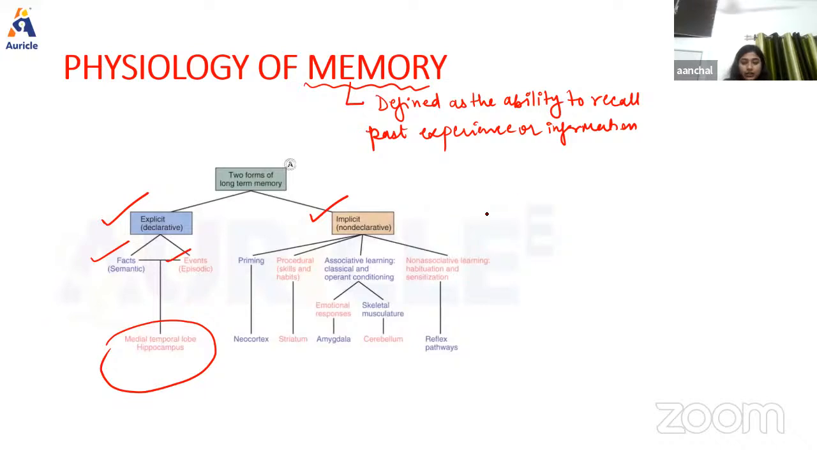Here, implicit is defined as the memory in which past experiences are utilized without conscious awareness. So the person is not consciously aware, but the past experiences are utilized. It also helps you perform various skill activities properly, and this includes procedures, skills and habits, associative learning, and non-associative learning. These are the parts involved in storing the implicit memory. So this is all about the physiology of memory and the various forms we have discussed.